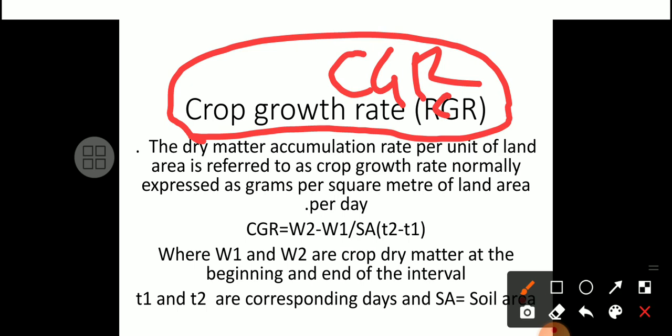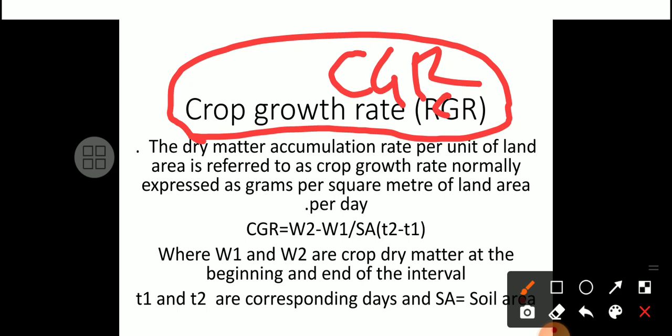First thing is, what is W2 minus W1? W2 is the final crop dry matter and W1 is the beginning, isn't it? So suppose the first dry matter we took was 10, isn't it? And after 20 days we have got 15 dry matter. So 15 minus 10 is equal to 5 is the dry matter, isn't it?